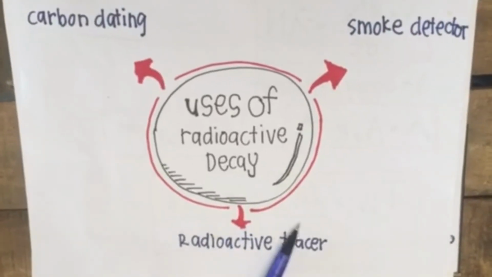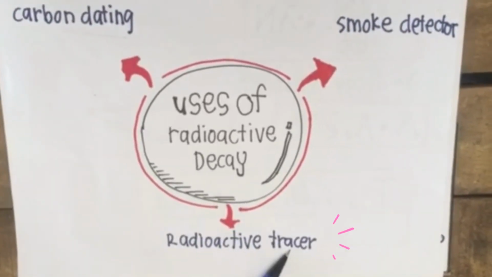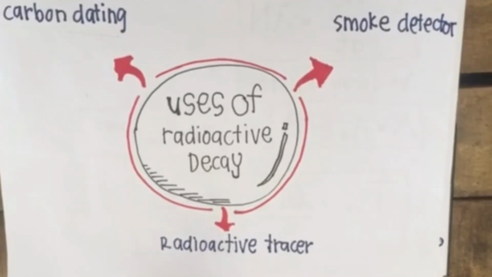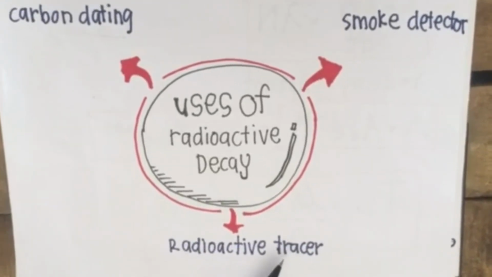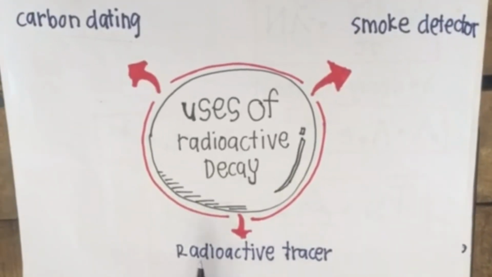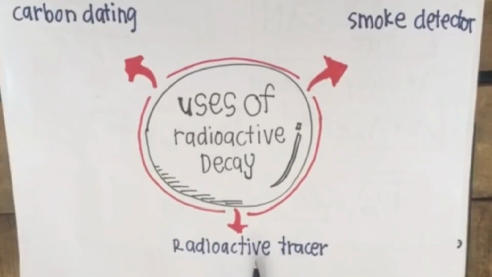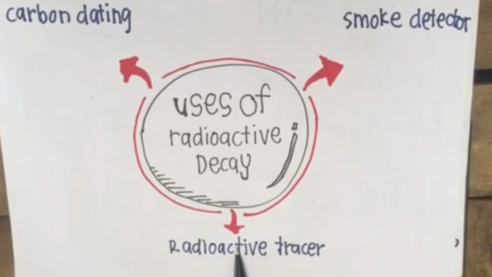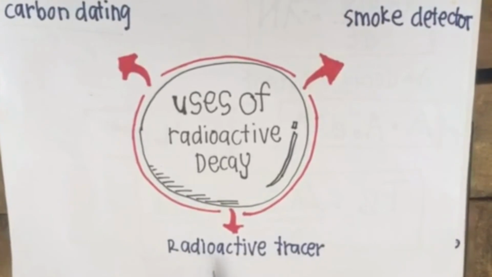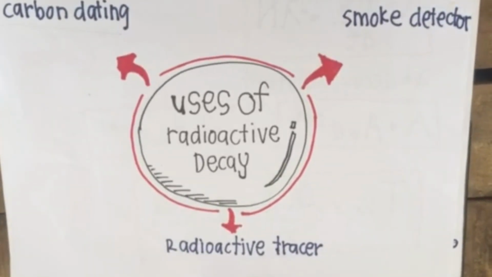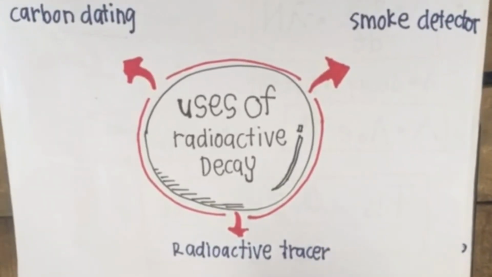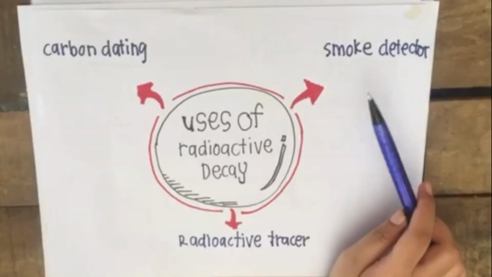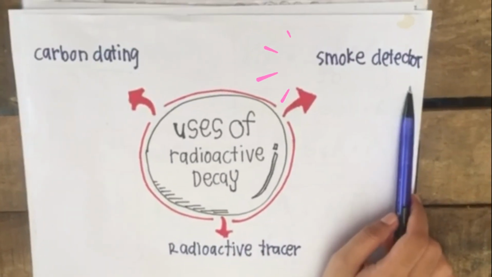The second one is radioactive tracer. We use beta particles and gamma rays to trace chemical reactions in our body. Maybe in medication, we put a radioactive tracer in our body so it can trace whether there is a chemical reaction or not. The last one is the smoke detector.